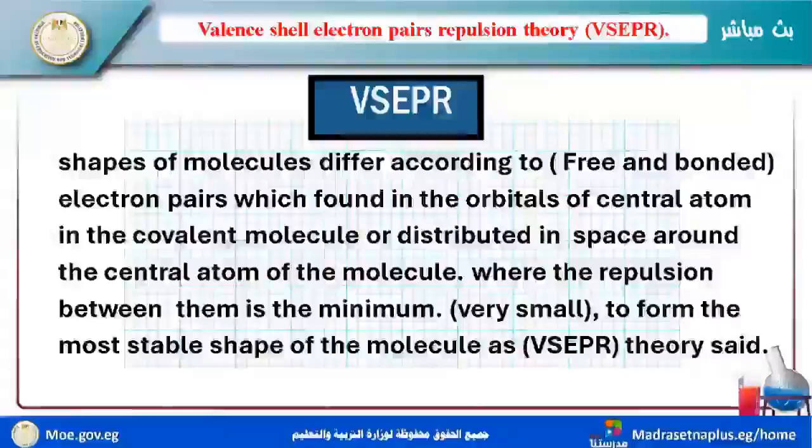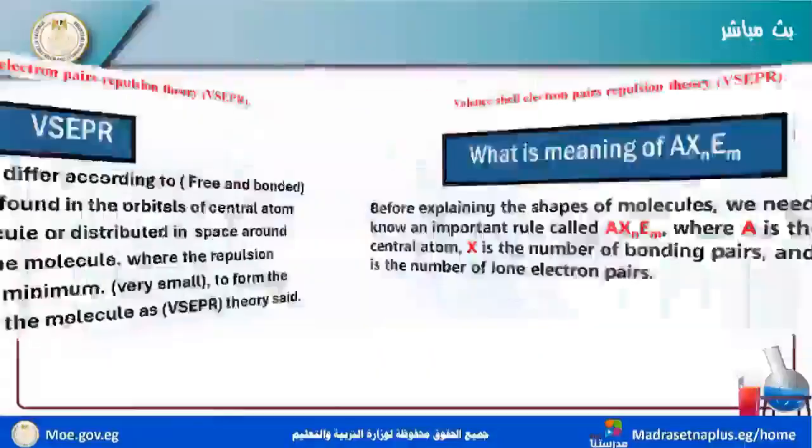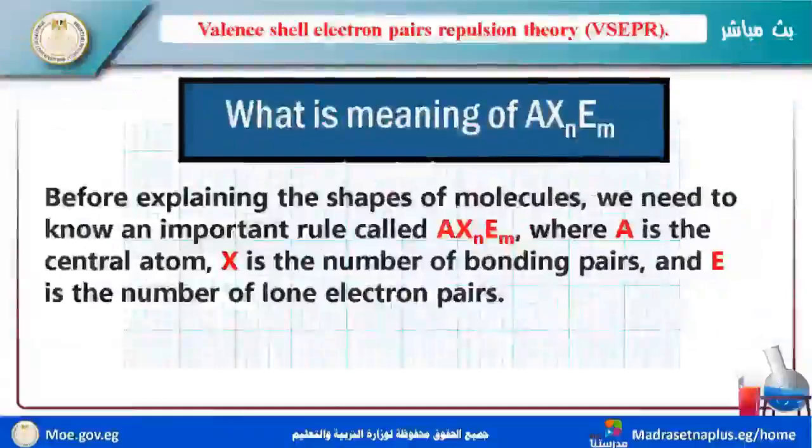Now we have repulsion force between these pairs, and they try to decrease the repulsion force between them by taking a definite or distinct shape. These shapes are produced from what? From the factors we mentioned for the shapes of the molecule.